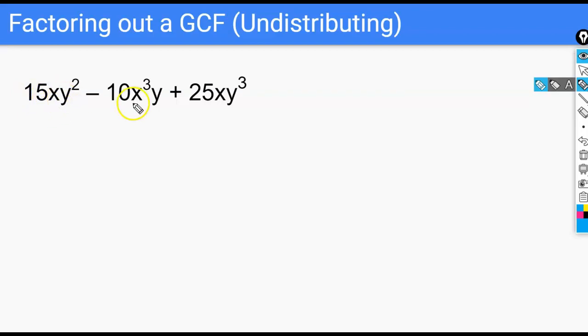So looking at these three terms, the first thing I want to do is find the GCF. So 15, 10, and 25, I believe 5 is the largest number that will divide all of those. They do all have an x, and they do all have a y. The smallest exponent on the x is 1, and the smallest exponent on the y is 1. So this is going to be our greatest common factor.